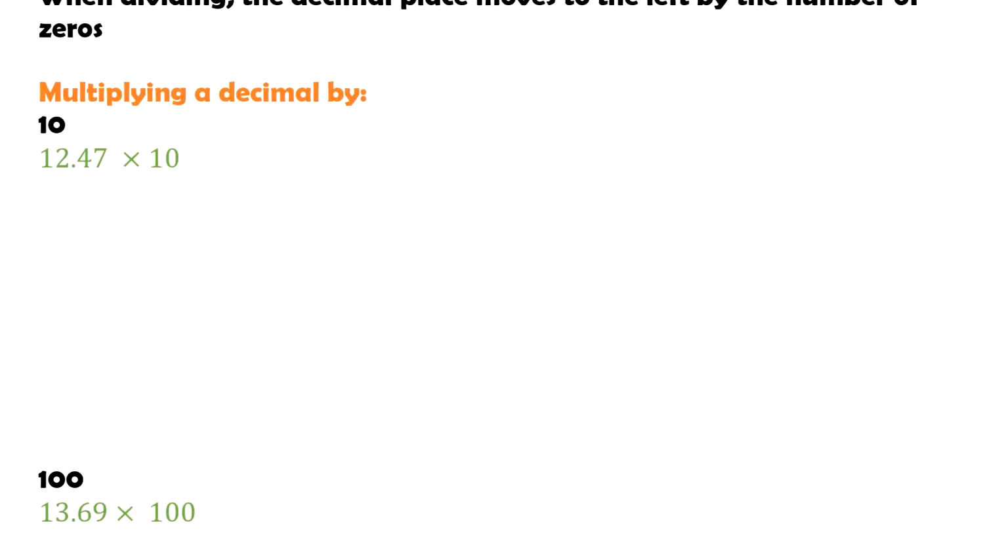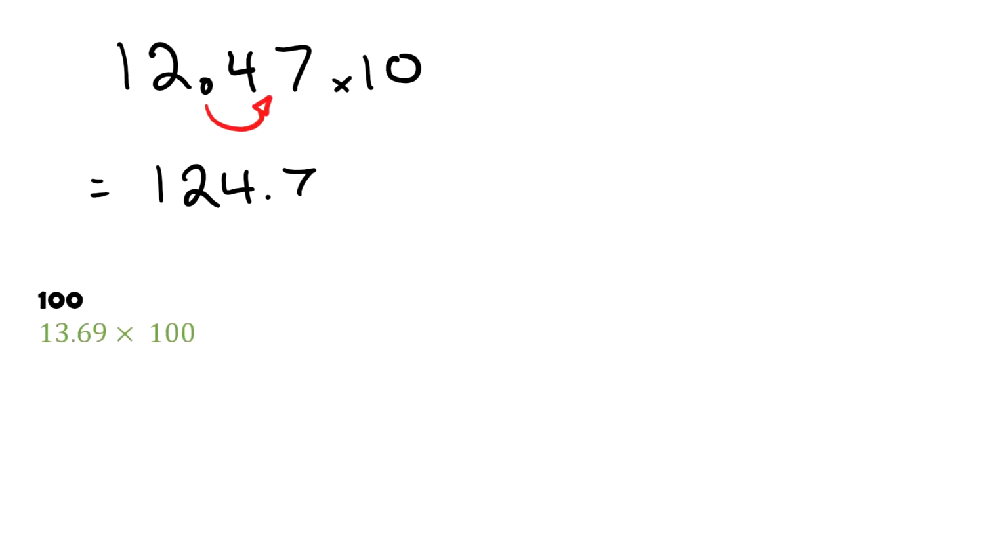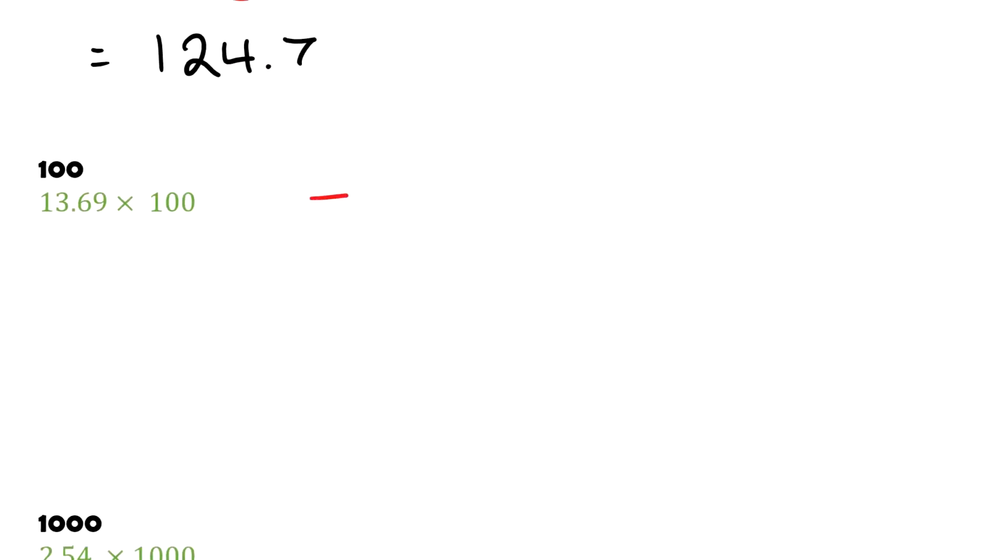So for example, here we're focusing on multiplying a decimal. This time we're going to multiply it by 10. So like I said, when we're multiplying by a power of 10, we're moving the decimal that way. So if we have our 12.47, our decimal place is moving the number of zeros. So there's 1 zero involved in the 10, so it moves one position. So our new answer will be 124.7.